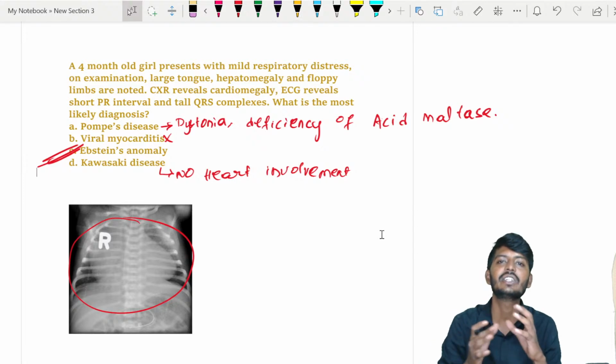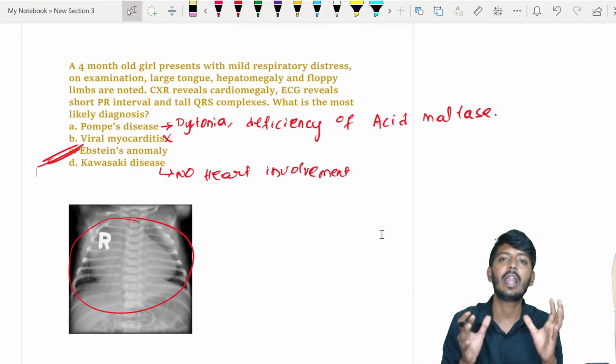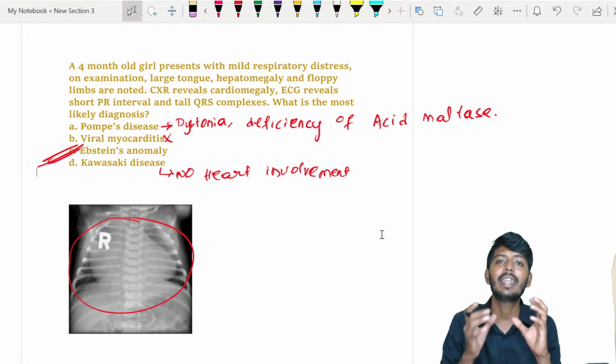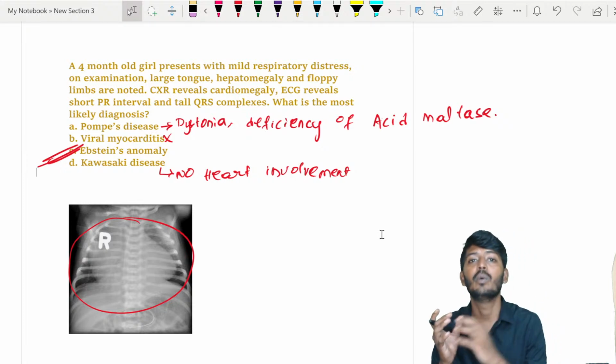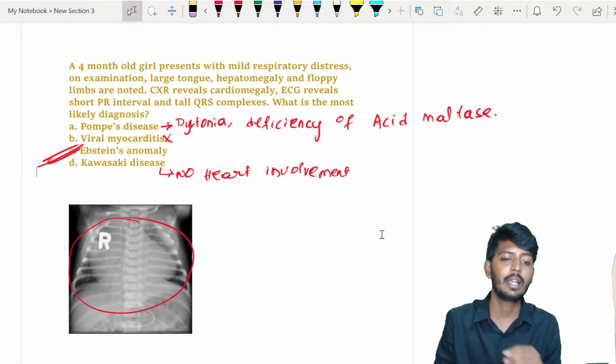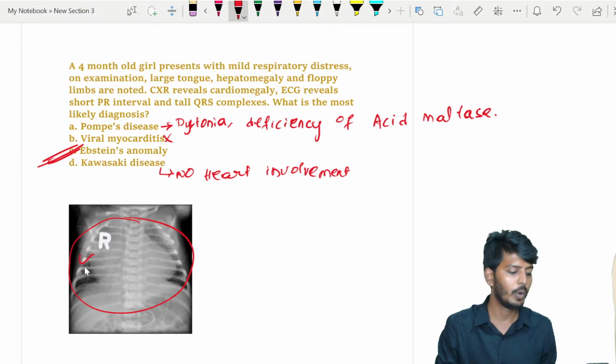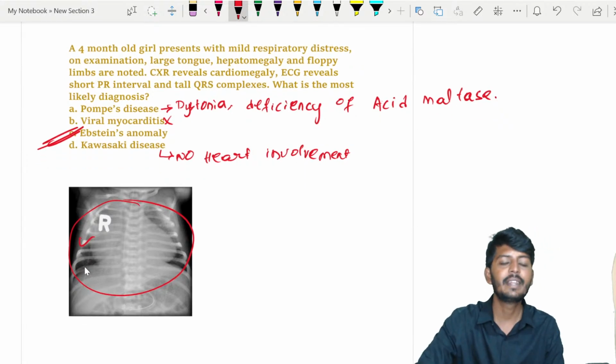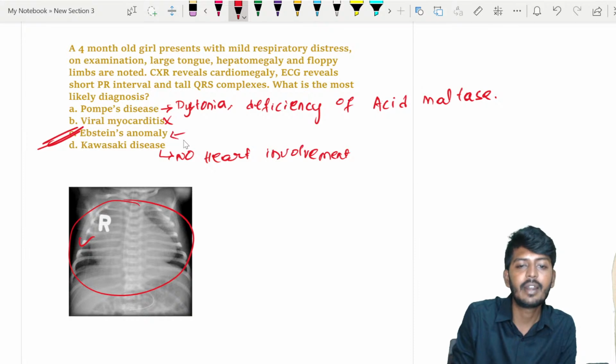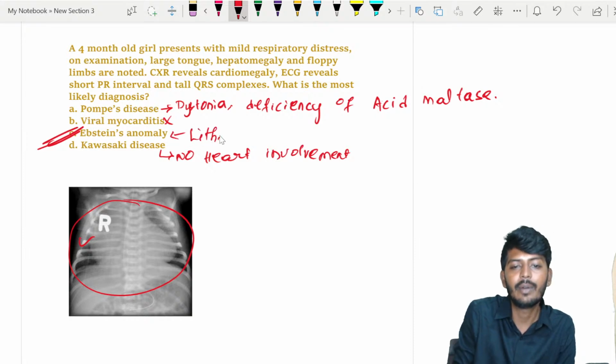Ebstein anomaly is a condition where the right atrium will be very large, and the tricuspid valve is more apically located, leading to cardiomegaly. Ebstein anomaly can be caused by which drug? If they ask you again, that will be lithium.